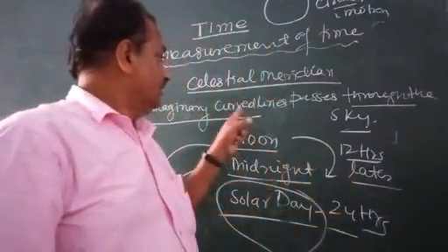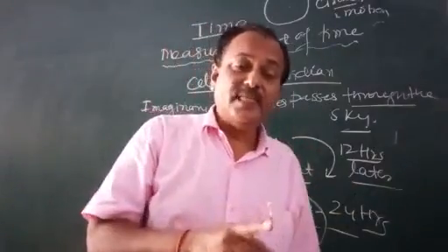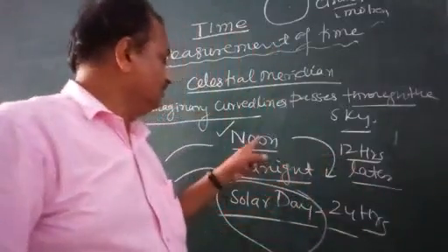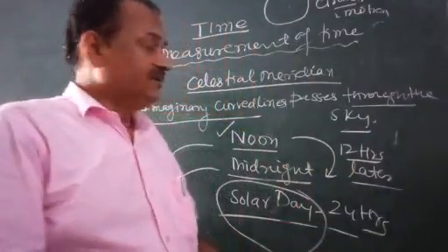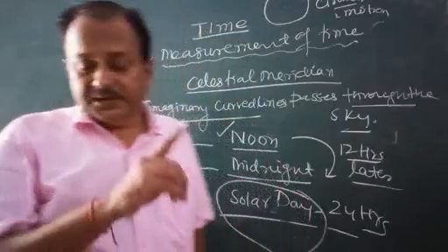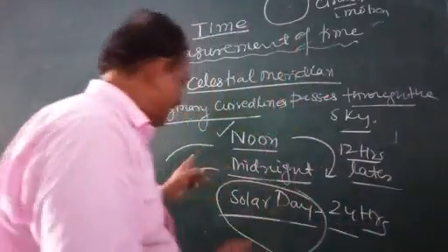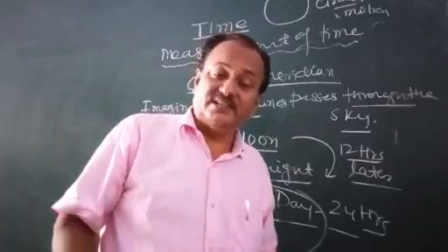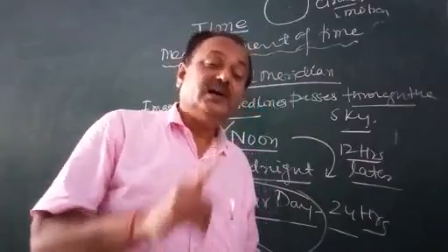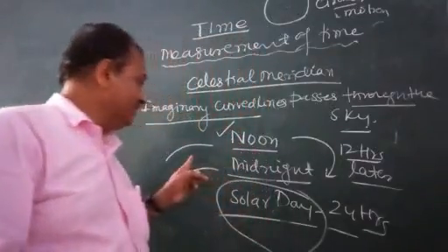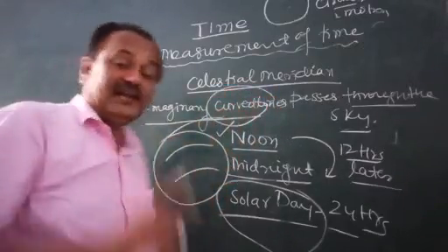So earth has rotation, and due to rotation there is noon, midnight and solar day. So due to rotation, earth passes. See, the lines are there. So due to its rotation, earth passes once daily to each of the celestial lines. These are the celestial lines.